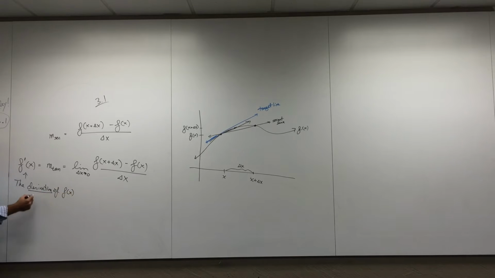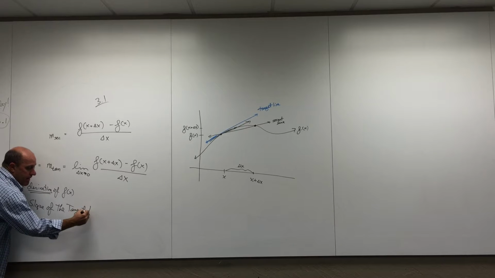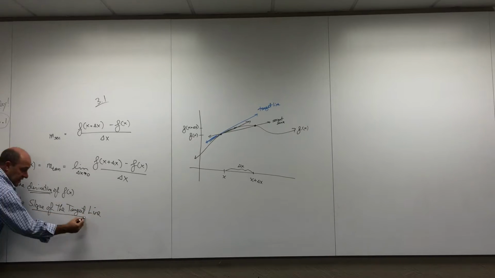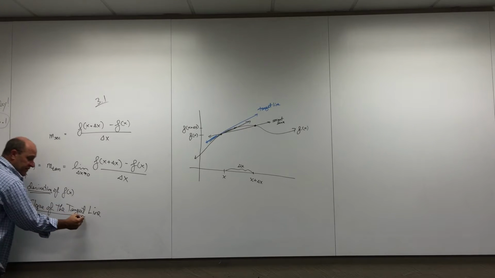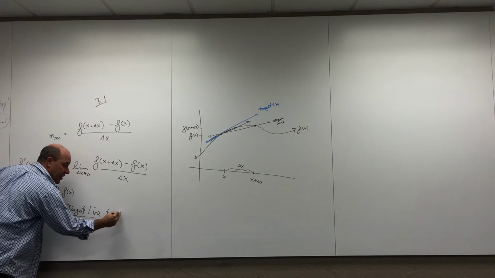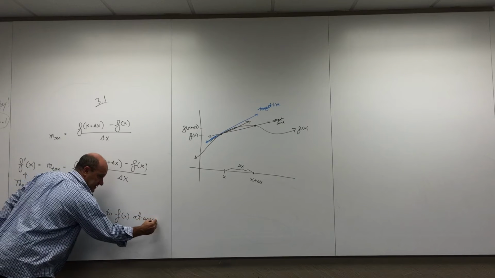And what the hell's the derivative? Let's just say it another way. It's the slope of the tangent line. That's what the derivative is. It's the slope of the tangent line to the function f of x at any point x.